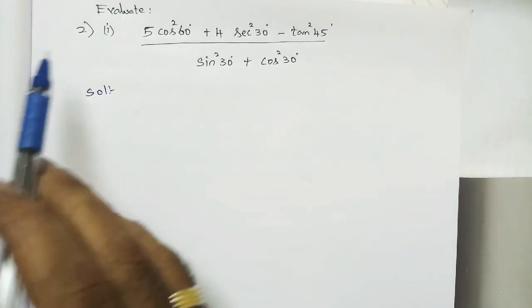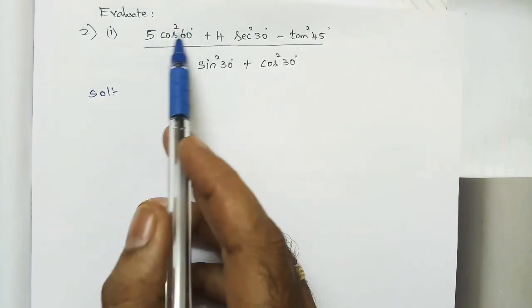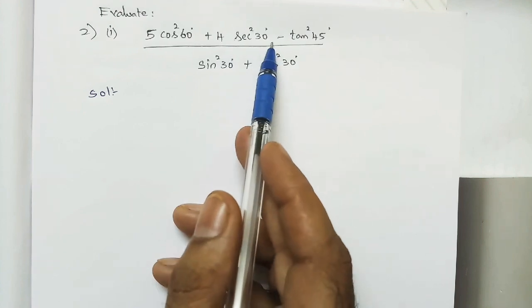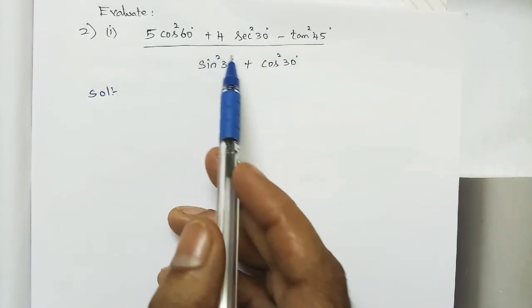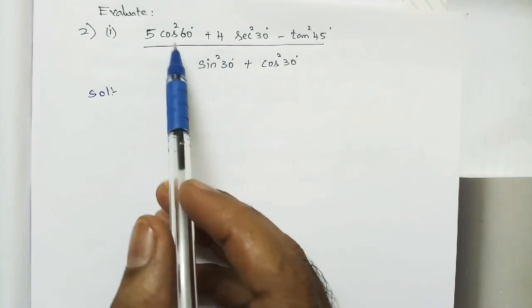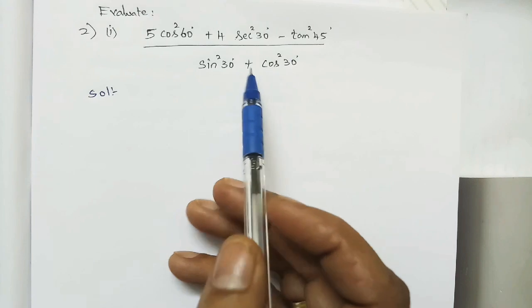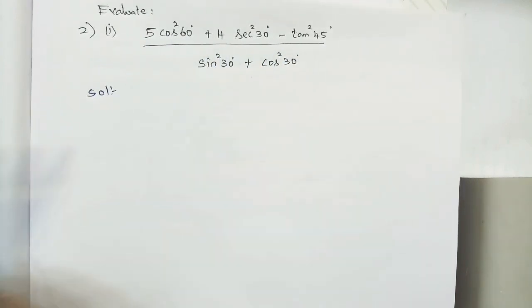Sum number 2, first subdivision. Evaluate (5 cos square 60 degree plus 4 sec square 30 degree minus tan square 45 degree) whole divided by (sin square 30 degree plus cos square 30 degree), right? So if you know the values of cos 60, sec 30, tan 45, sin 30 and cos 30, substitute, apply the square, multiply and simplify, we will get the solution.